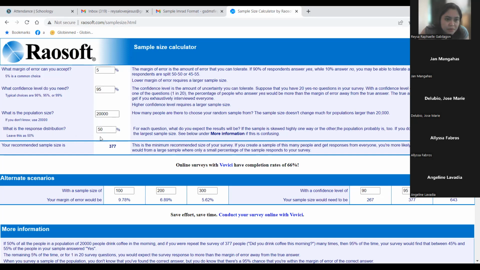Itong what is the response distribution, leave this as 50%. Huwag niyo na itong baguhin. Kaya para normal distribution yung data natin. And dito lang yung papalitan mo, what is the population size. So pag alam mo na yung population size mo, ilagay mo lang dyan. So yung kanina, di ba sabi ko 20,000. So magbibigay na siya kaagad ng recommended sample size and that is 377. So di ba there is a slight difference with that of the Slovin's formula. But again, this one is still accepted. Konti lang naman yung kanilang difference.